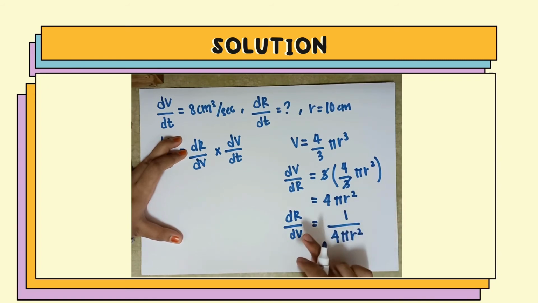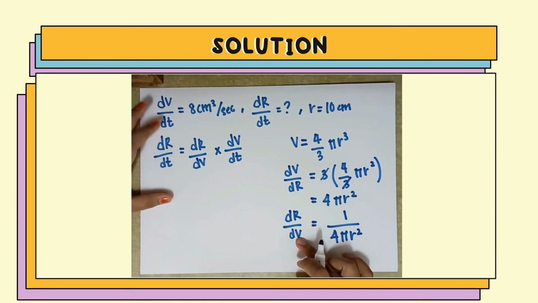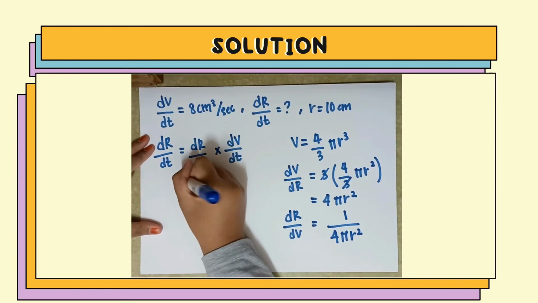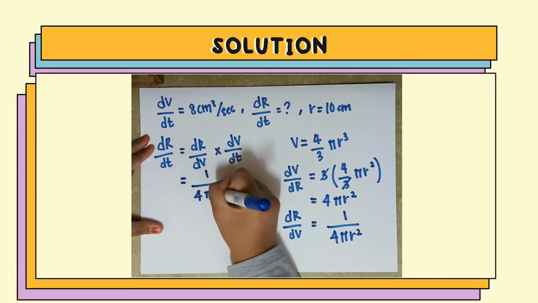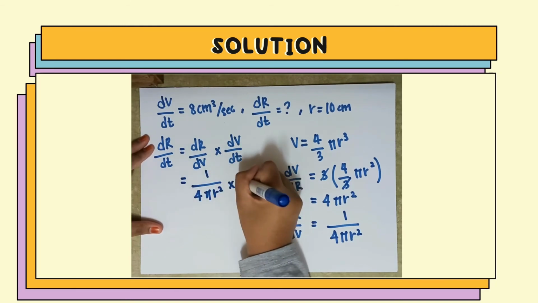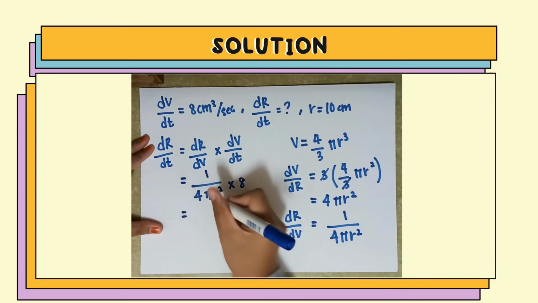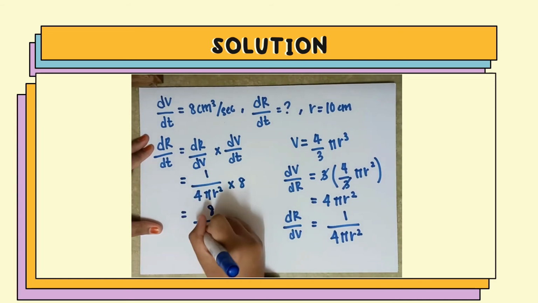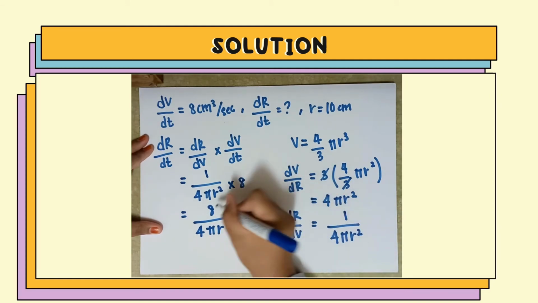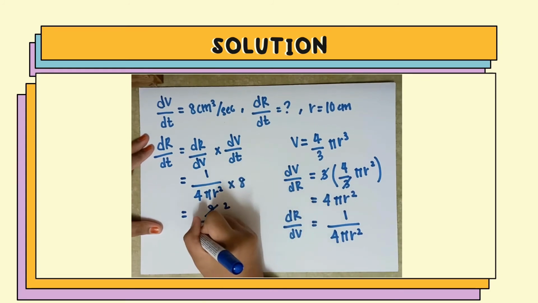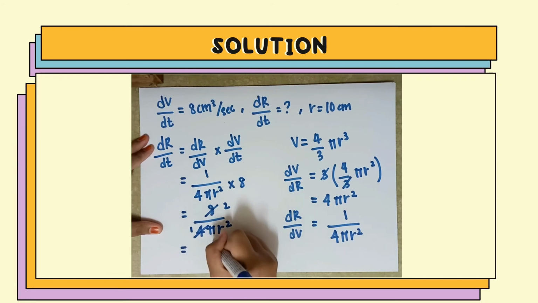So we now have dr over dV and dV over dt. So we just apply it in the equation. So 1 over 4 pi r squared times 8. So it's going to be 8 over 4 pi r squared. Now we can cancel it. So 8 divided by 4 is 2, 4 divided by 4 is 1. So we get 2 over pi r to the power of 2.